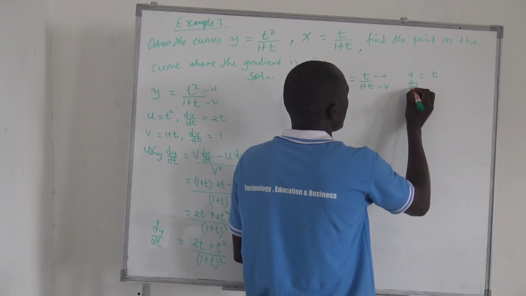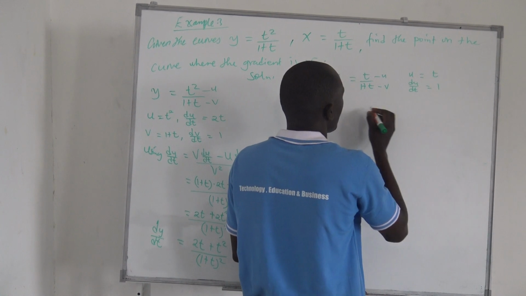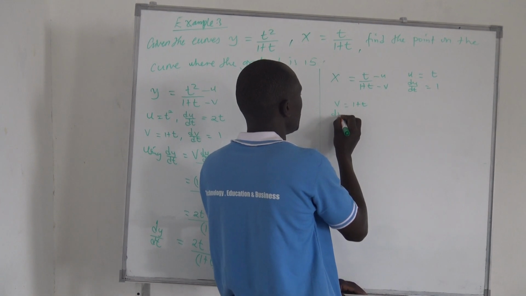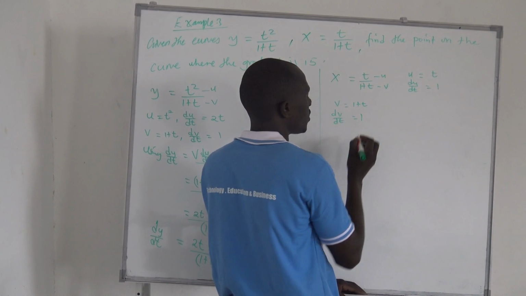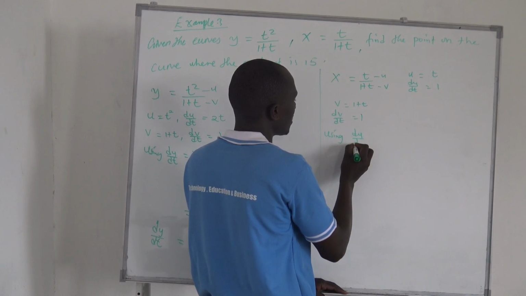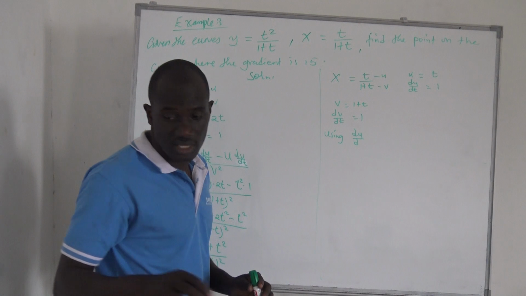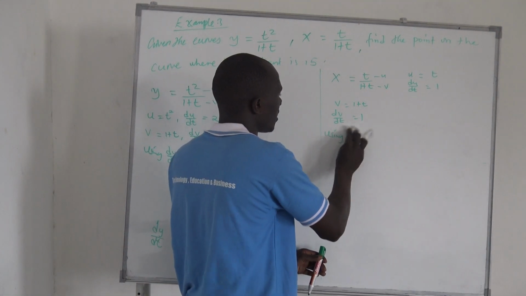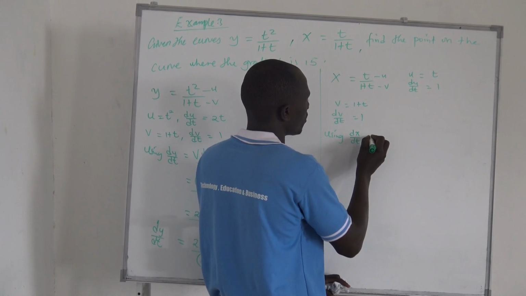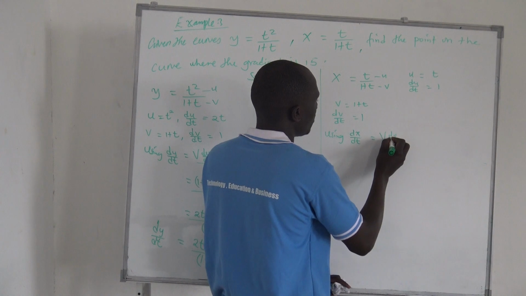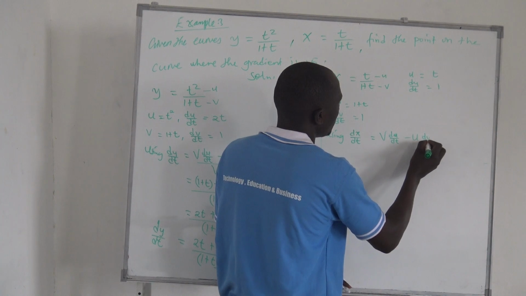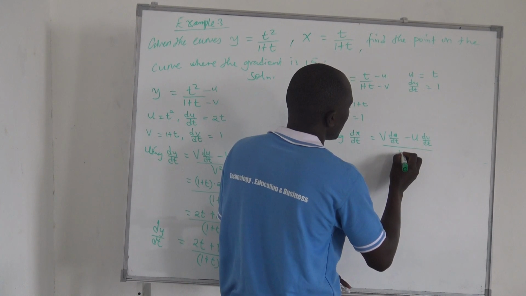We look at the du/dt, you are getting 1. We have also got v, 1 plus t. We also look at the dv/dt, which is given as 1. Then we shall say, using the dy/dx, we are dealing with the dx/dt, using the quotient rule: dx/dt equals v du/dt minus u dv/dt all over v squared.